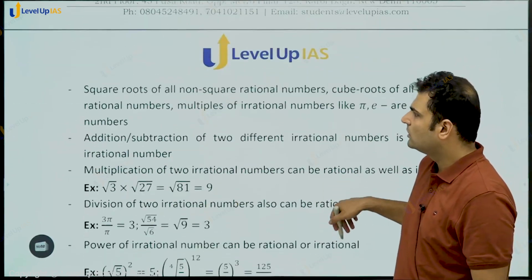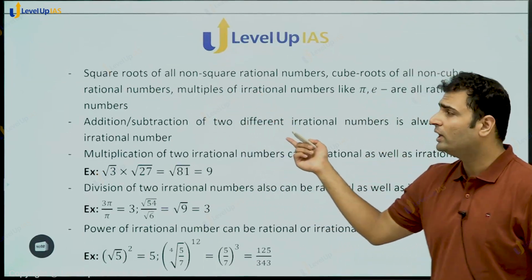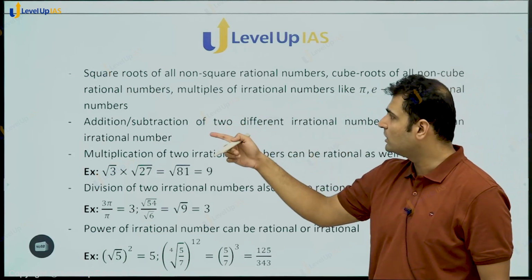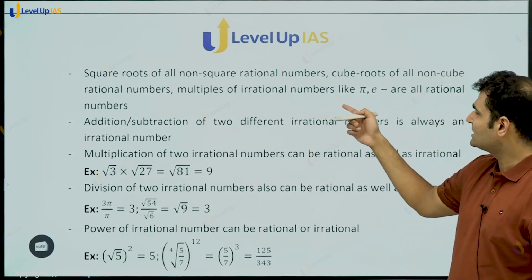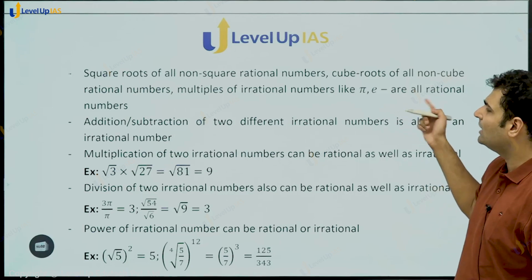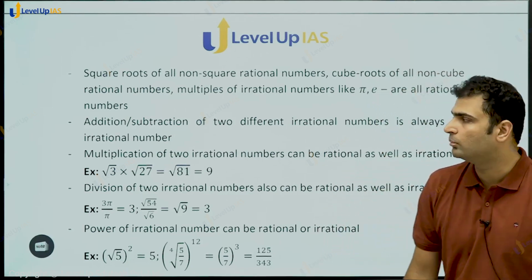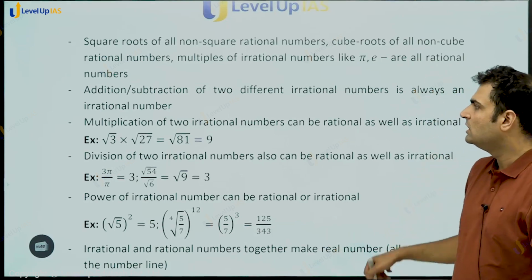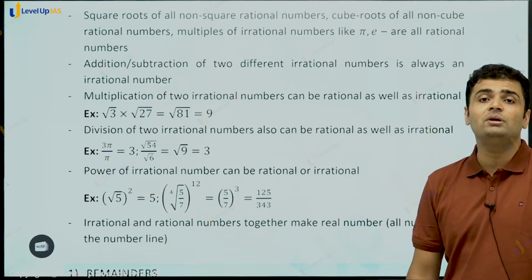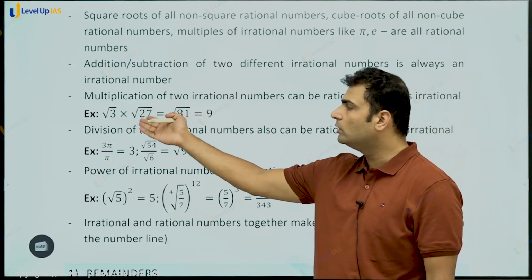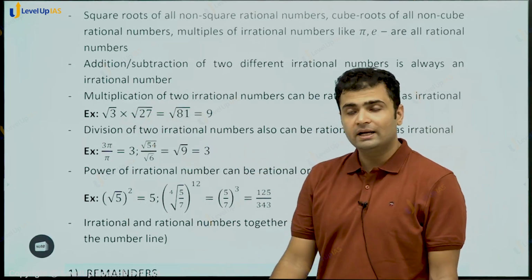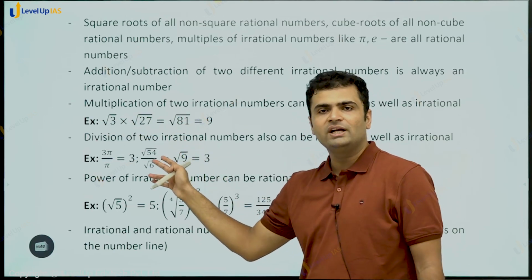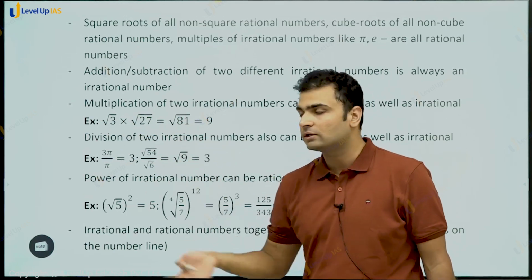Then square root of all non-square rational numbers, cube roots of all non-cube rational numbers, multiples of irrational numbers like pi, e are all irrational numbers. Addition, subtraction of two irrational numbers is also an irrational number, but multiplication of two irrational numbers can be a rational number. For example, √27 into √3, both of them are irrational numbers, but you multiply them, you will get root of 27 into 3, 81. Root of 81 is 9, so that is a rational number or integer.